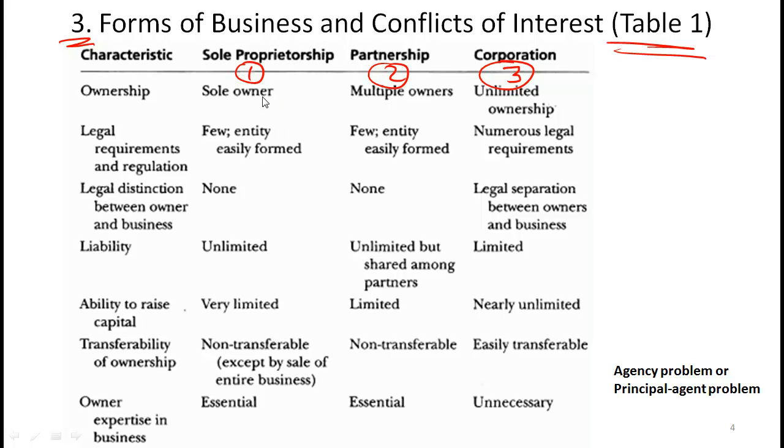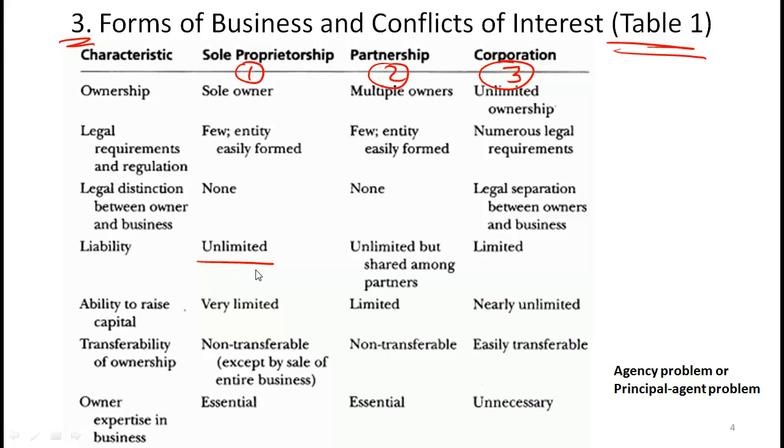In a sole proprietorship, there's a single owner, so I run a company, I'm the owner of that company. Any legal issues, very few. It's very easy to form a sole proprietorship. Legal distinction between owner and who runs the business, no, because the guy who owns it runs it.